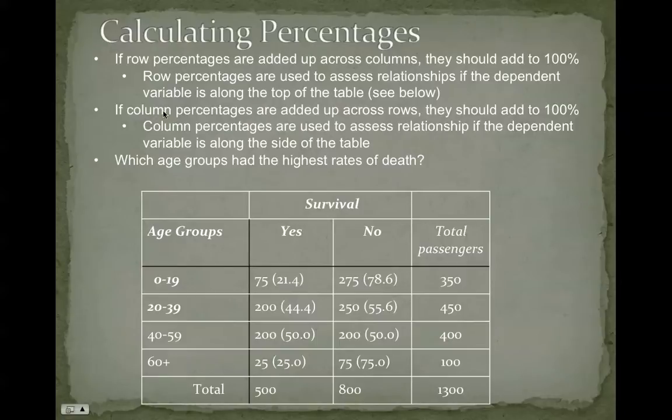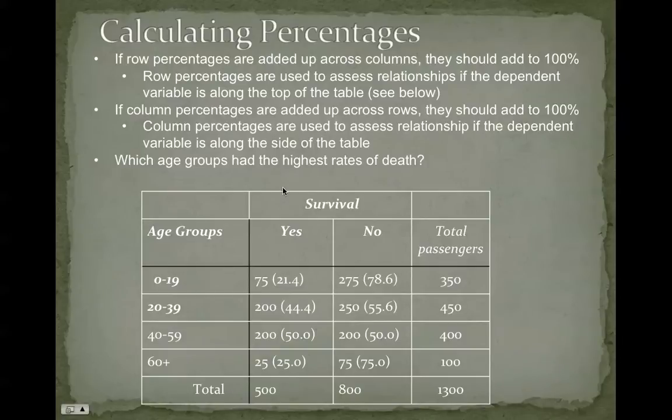Now, if you did a column percentage, it should also add up, but it should add up this way to 100%. And of course, we didn't do column percent, we did a row percent here. But if we did a column percent, this percentage, this percentage, this percentage, and this percentage would all add up to 100%. And that 75 would be out of 500, 200 would be out of 500, 200 out of 500, and 25 out of 500. And those percentages would add up to 100%.